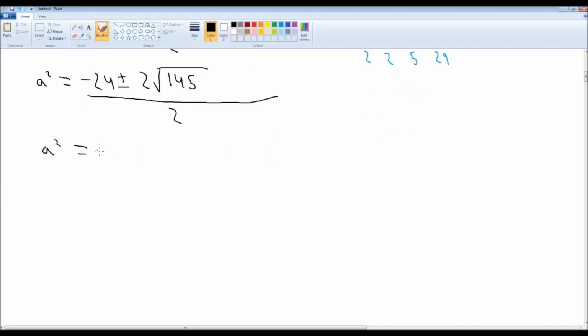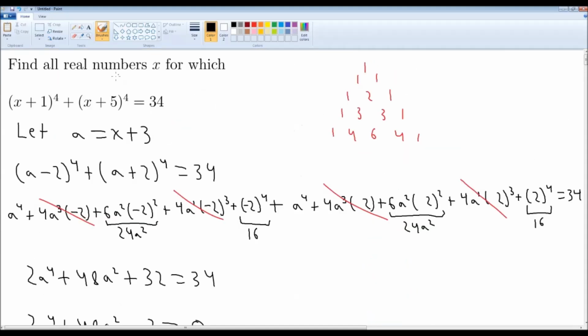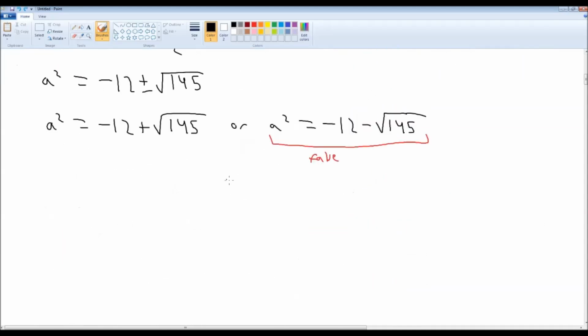All right, but now we can simplify this. This is just negative 12 plus or minus the square root of 145. Now, when you have a plus or minus, that's just an abbreviation for saying this or this. But guess what? This guy right here is always false. Why? Because x is a real number, and a is x plus 3, so therefore a must also be a real number.